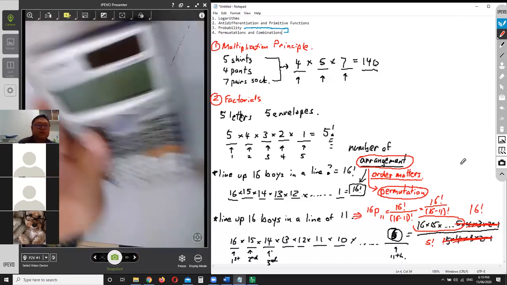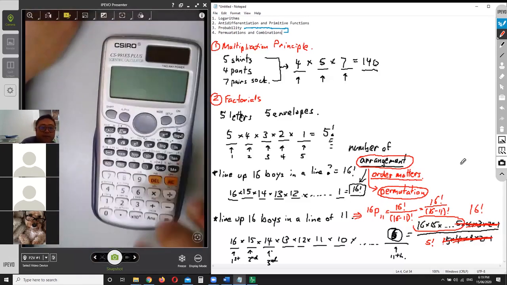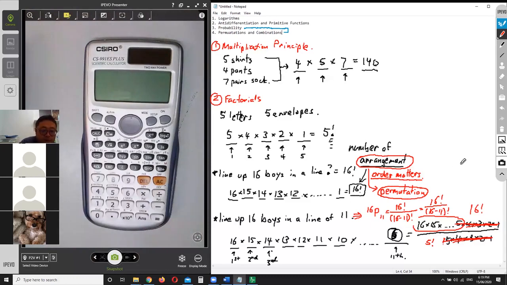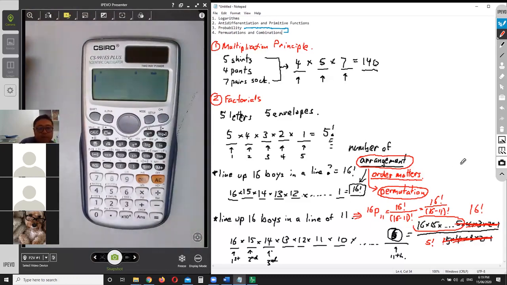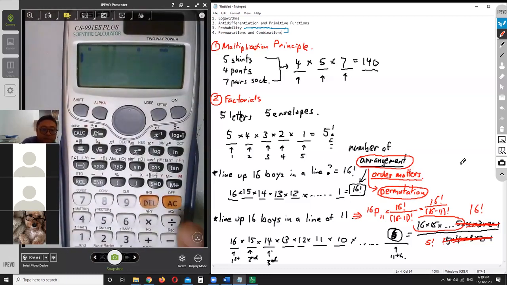Okay, now let me show you my calculator. Can you see my calculator? Okay, let me do that. All right, so I'm going to turn my calculator on. Do you see this little button here? NPR. Yes, all your calculators should have it. NPR.